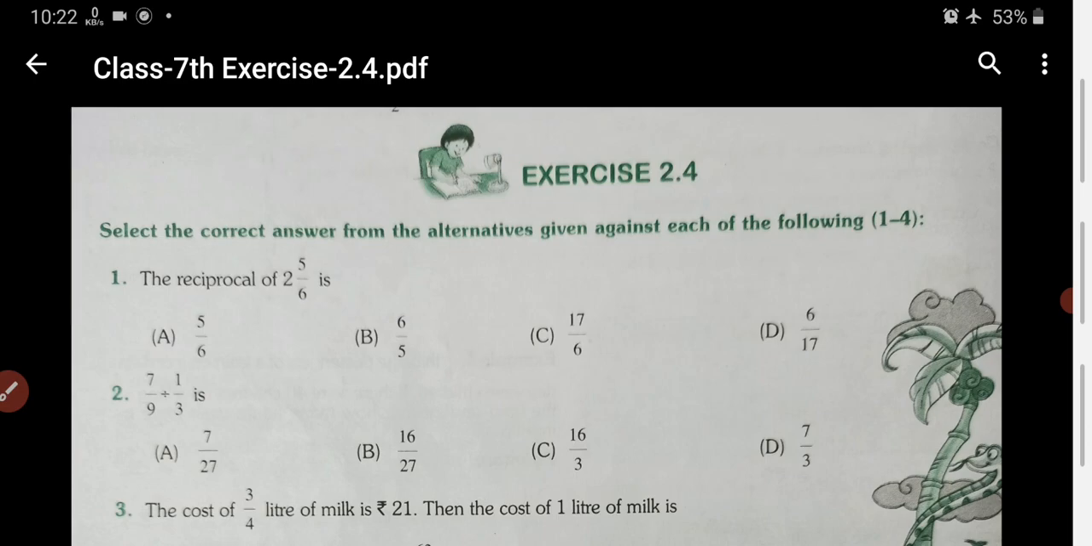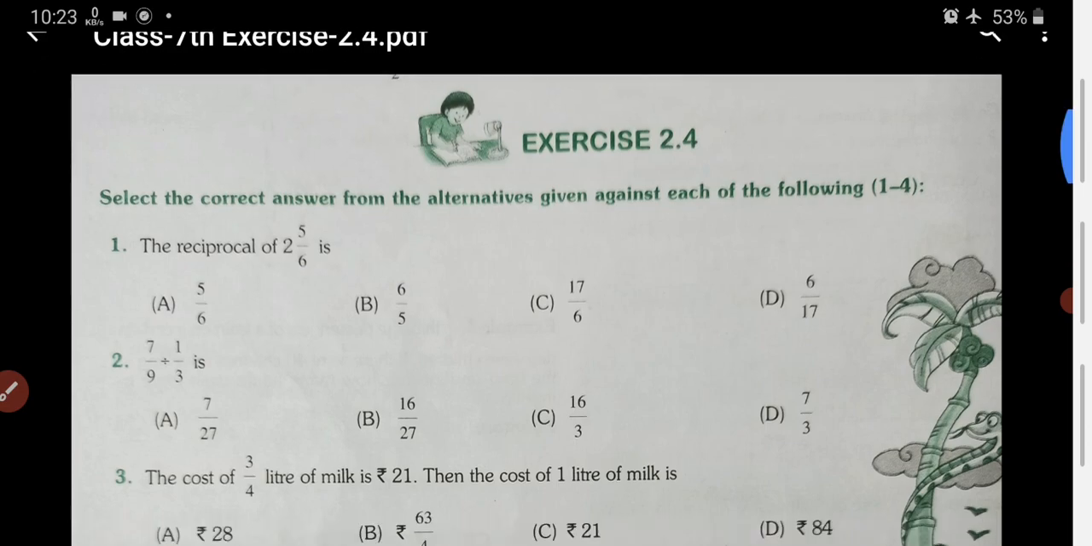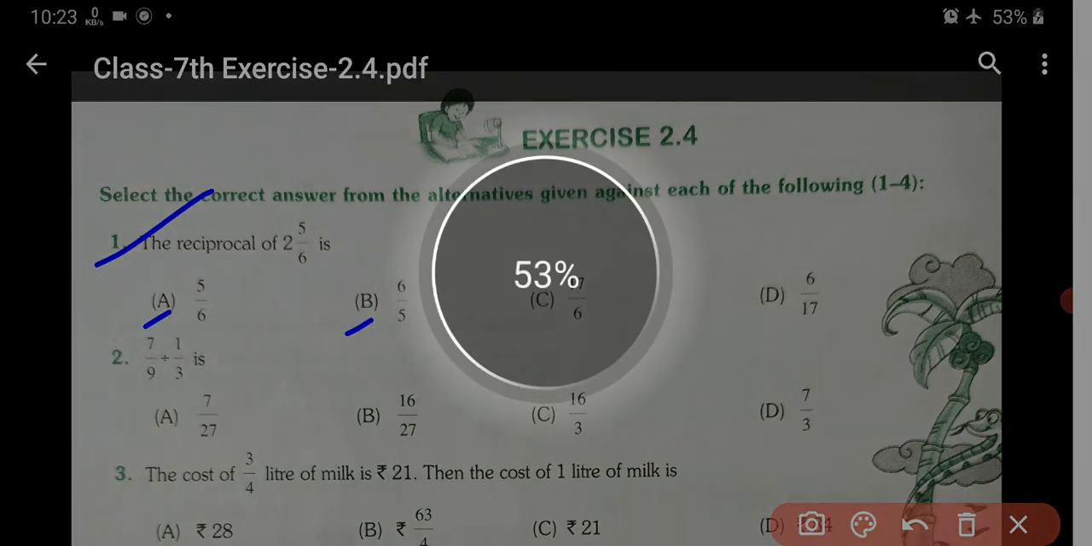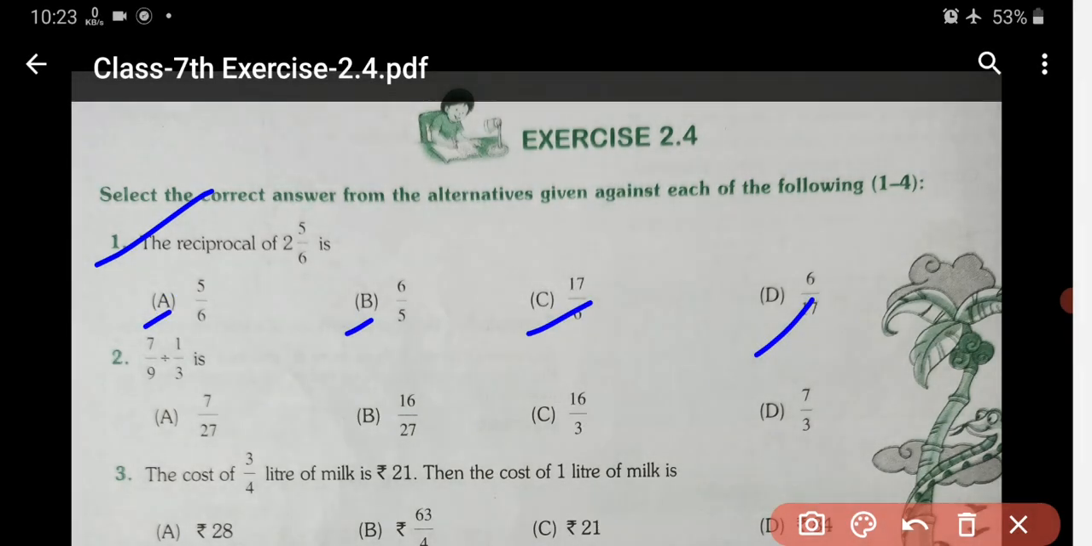So, your first question is: select the correct answer from the alternatives given against each of the following. One question is there, and there are four options for that question. In question number one, you have to take the correct one from the four options. Now I'm going to explain question number one.